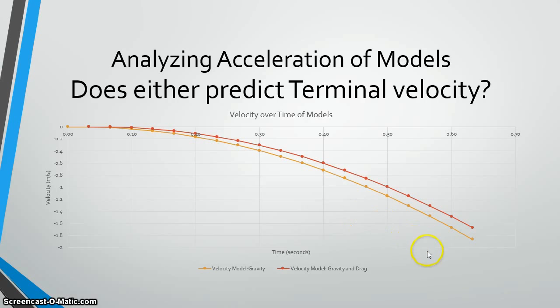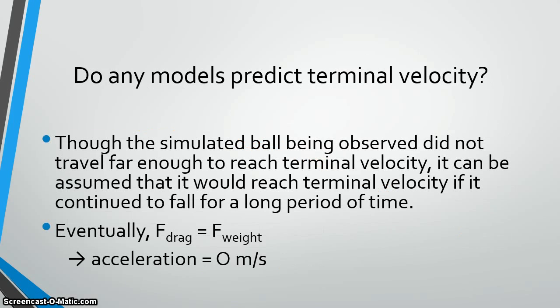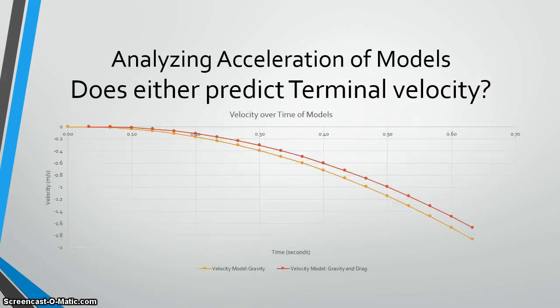However, since gravity does not have an opposing force, it continues to be in the downward direction. So acceleration is 9.8 because of gravity, and the acceleration is becoming more towards 0 in the model that incorporates both gravity and drag. So, do any of these models predict terminal velocity? Well, in this case, when you look at the graph, neither have approached terminal velocity at this time frame.